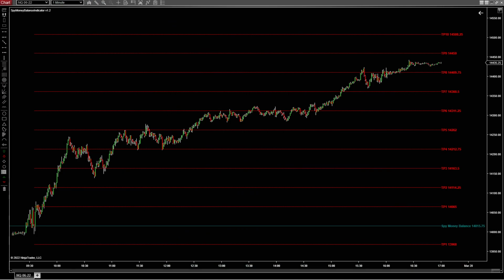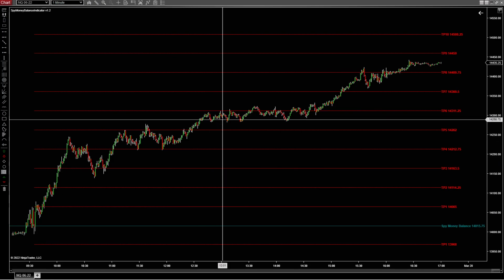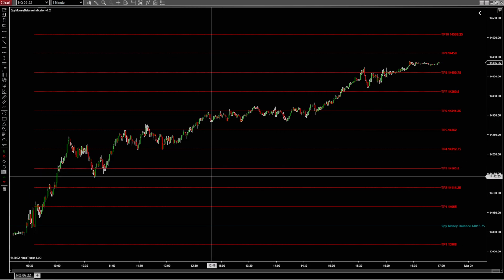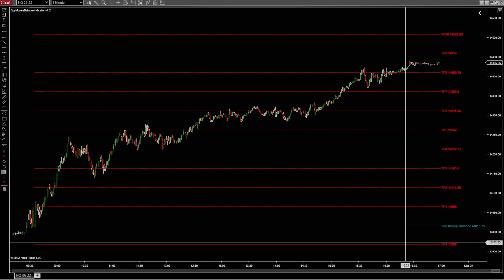This is the U.S. Open. For my time, I'm on Eastern Standard Time, so 9:30 will be the Open. And the way it works is you have a teal line, which, like all of these levels, can be changed, whatever colors you want, whatever style you want, the thickness and all that. But you'll have a teal line by default.